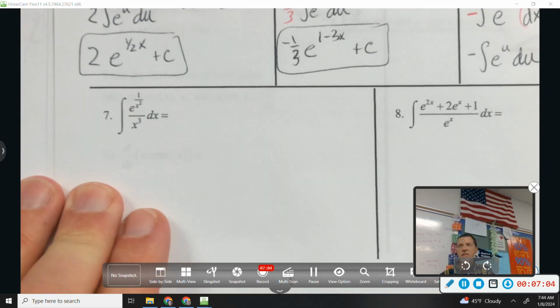Number 7. Thoughts on number 7? On what u should be? This is where knowing your derivatives is helpful, and knowing them well.